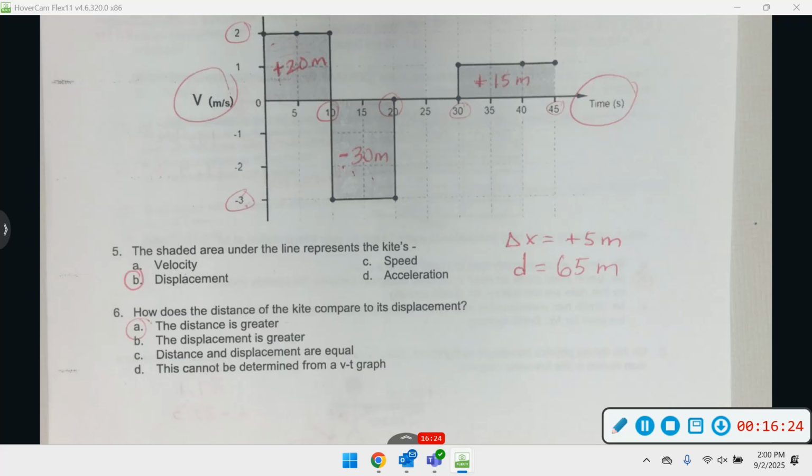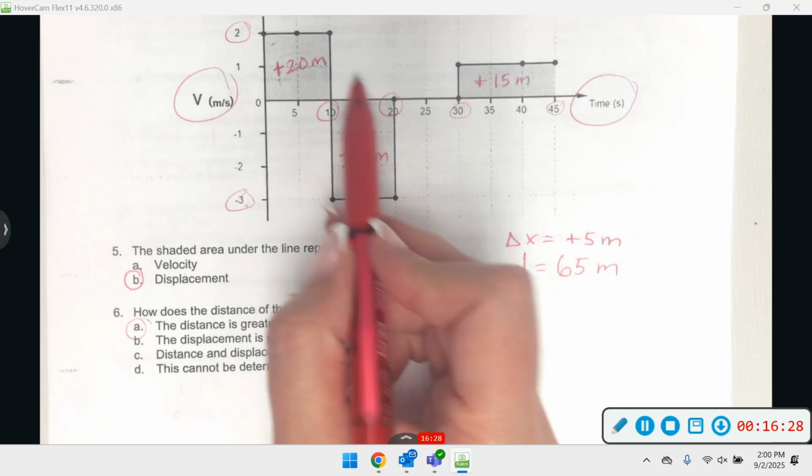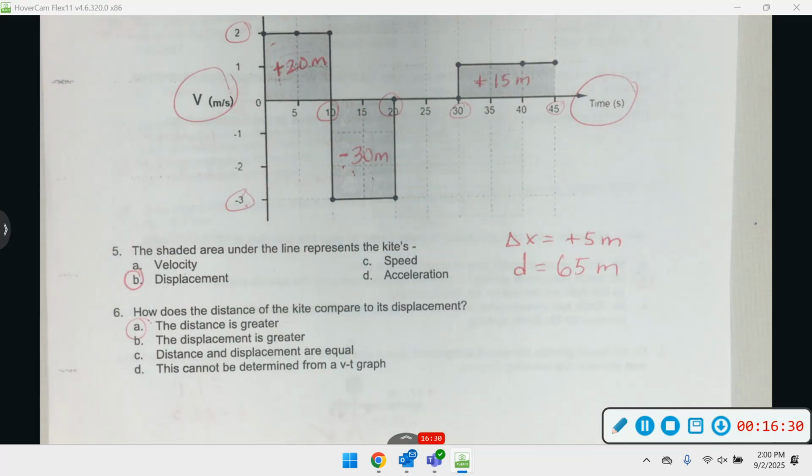They will be equal if all of your motion is in one direction. If this kite only went forward, they would be equal. But because it changes direction, they're not going to have the same magnitude anymore. Your distance will at that point be greater.